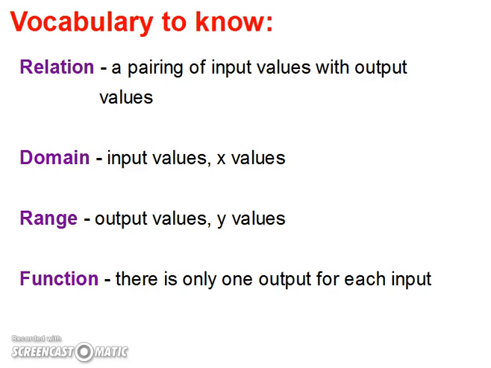A relation is a pairing of input values with output values. A domain is the input values or x values. The range is the output values or y values. And a function, if you have one, there is only one output for each input.